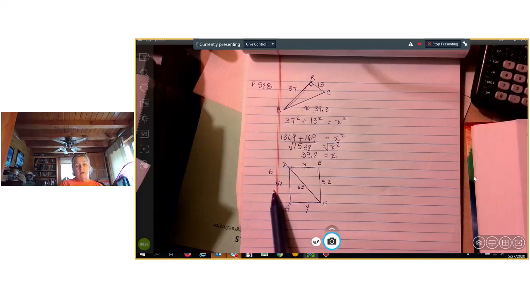And we know that opposite sides are going to be parallel and opposite sides are going to be congruent. So if this is 52, this is 52. Y is Y. And we're given that this piece coming down the middle here is going to be 65 degrees. My question to you is find Y.